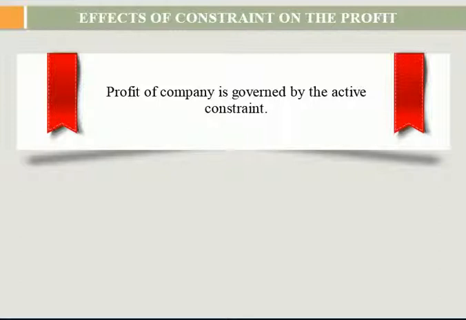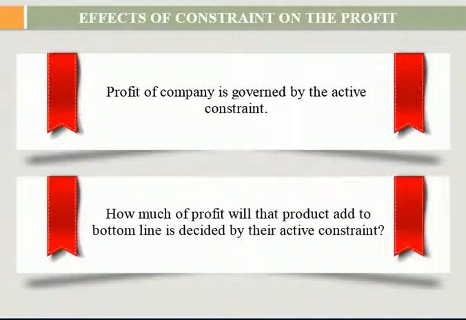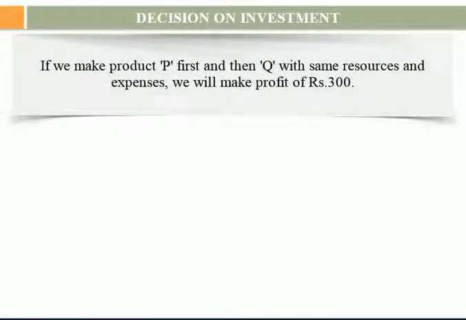The profit of your company is governed by the active constraint. You have to take into play the constraint. And depending on the play of this constraint, the profit of the product is decided. Or rather, how much profit that product will add to your bottom line is going to be decided by how the active constraint behaves for that product. So we have found that if you make product P first and then Q with the same available resources, with the same operating expense, we will end up making a profit of 300 rupees.